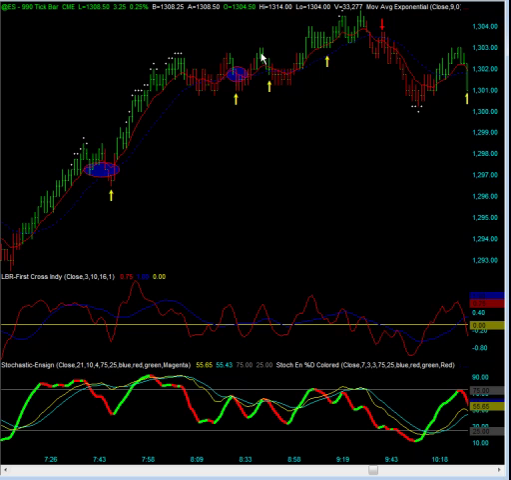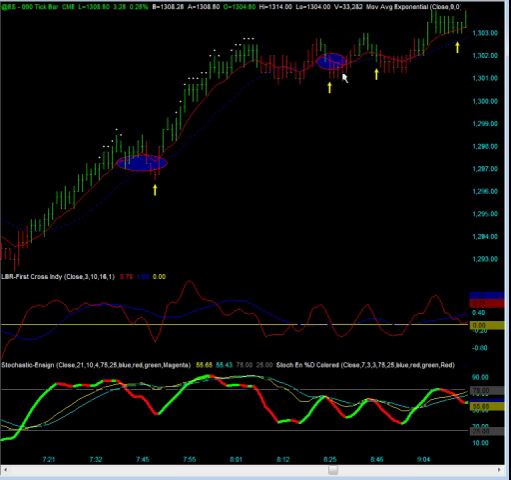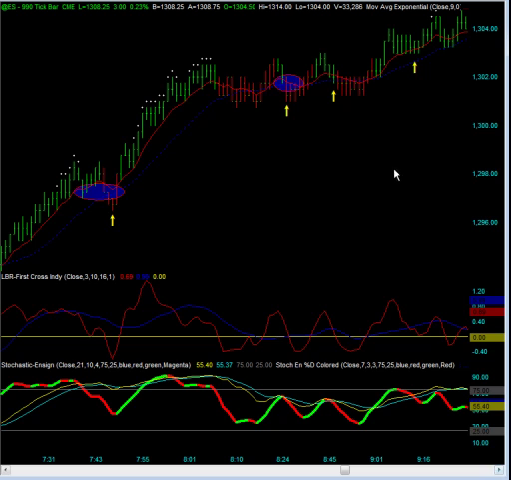Nice little one quickly. In the meantime, price did, or the red did cross below the blue. You can't really see it here. Maybe if we zoom in there, you can kind of barely see it. But again, it's been in an uptrend all day, so I'm not looking to sell right there.